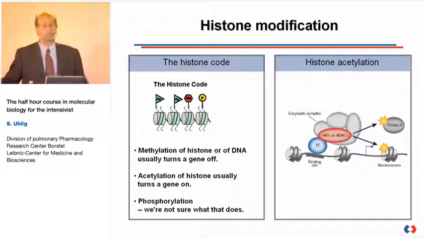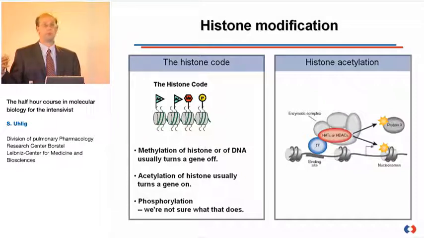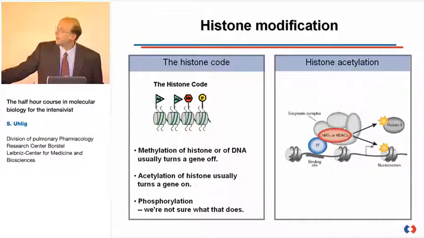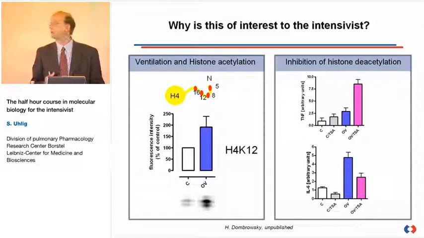There's also, just to briefly mention, other parts of this code. Methylation usually turns genes off, and there is some discussion now to what extent there can be epigenetic phenomena, so whether you can inherit things you have acquired in life because the DNA has become methylated. Okay? And then there's phosphorylation also of the histones, but we're not really sure what this does at that time.